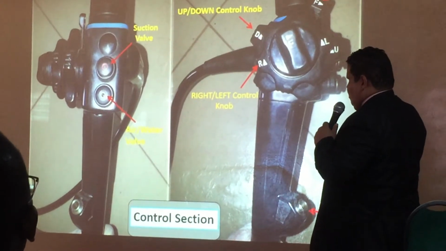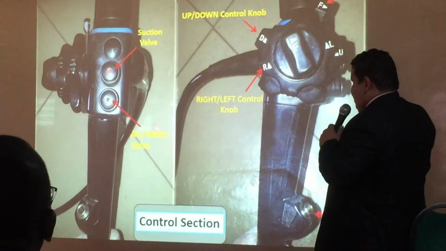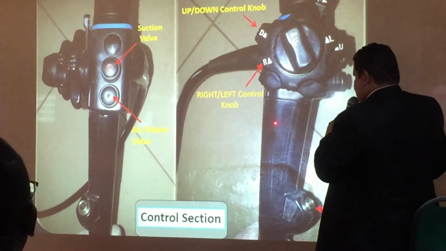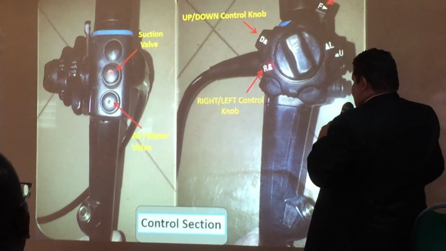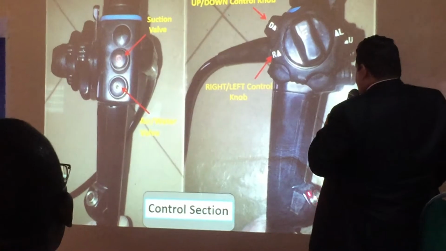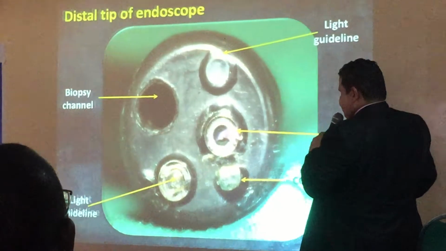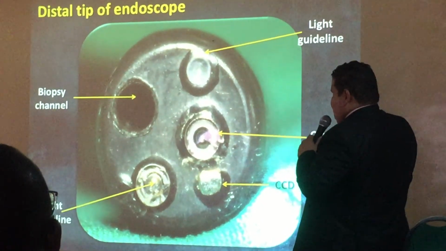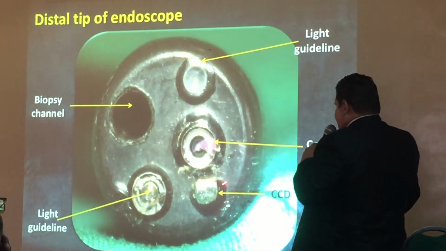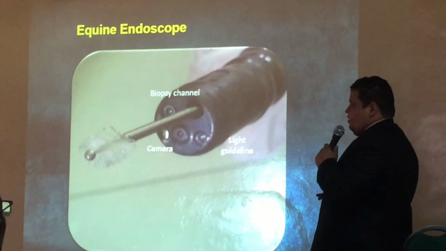Lateral view of the control hand. It shows the air water knob and suction knob, and the right, left, up, down knobs, and the insert for instruments or accessories. This is the distal tip of the endoscope: biopsy channel, camera, 2 light guides and CCD. And the equine endoscope before and after finishing, cleaning.